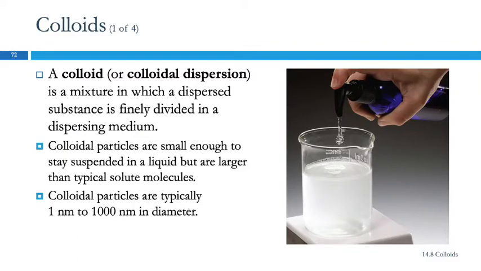Another type of mixture is one called a colloid or a colloidal dispersion. So here we have a dispersed substance. It's not called a solute, but it's equivalent to the solute. You have something in the water. It's finely divided in what's called the dispersing medium instead of the solvent.